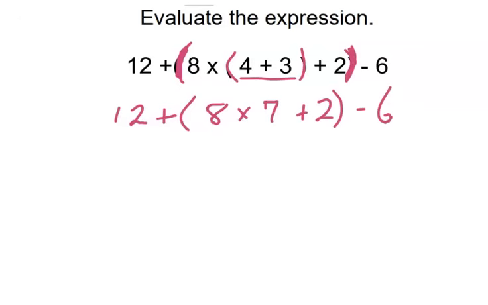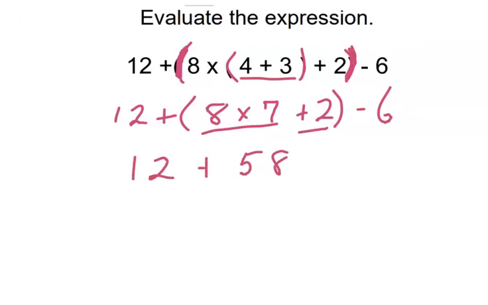So we have to keep working inside the parentheses here. The next thing we have to do is multiplication, right? So 8 times 7 is 56. And actually, let's go ahead and just add the 2 to help us skip a step a little bit because it's all in the parentheses. 56 plus 2 is 58. All right, so we're done with all the parentheses.